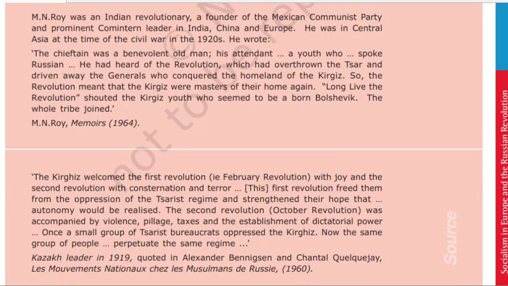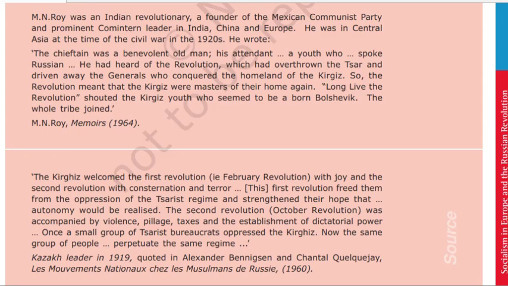and the second revolution with consternation and terror. This first revolution freed them from the oppression of the Tsarist regime and strengthened their hope that autonomy would be realized. The second revolution, October Revolution, was accompanied by violence, pillage, taxes and the establishment of dictatorial power.